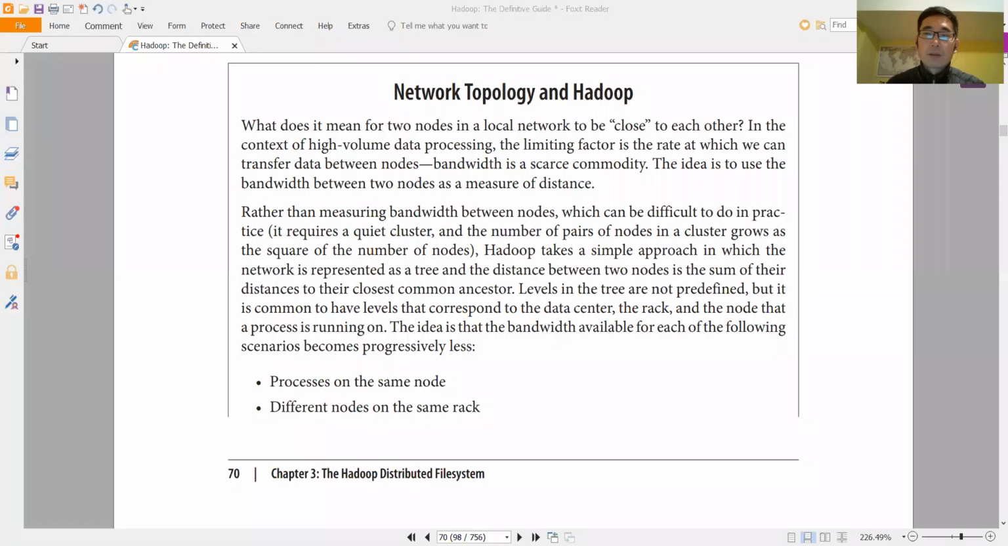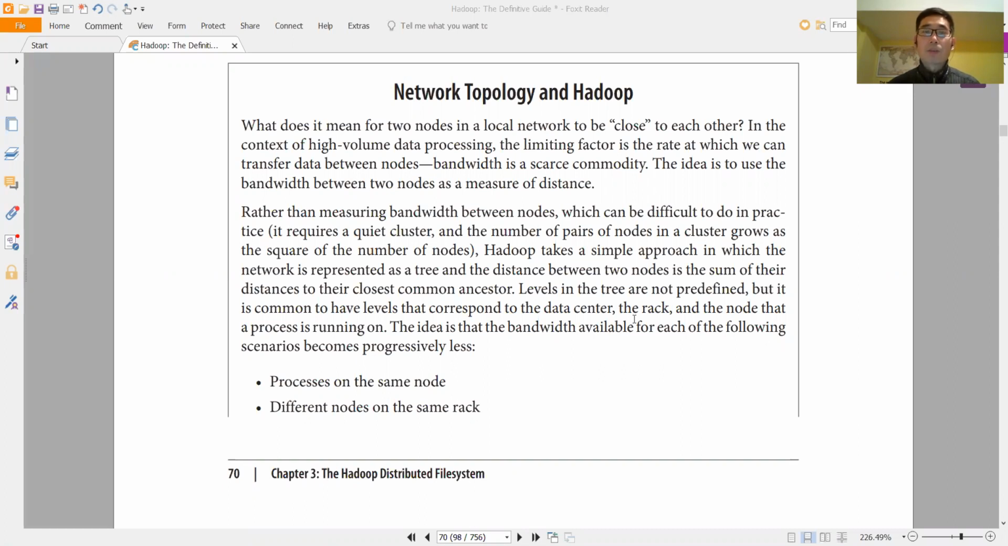Okay, in this video, I'm gonna talk about network topology. As I mentioned before, in a class before the spring break started, if you remember, the most important or scarce resource in a Hadoop cluster is the network bandwidth.